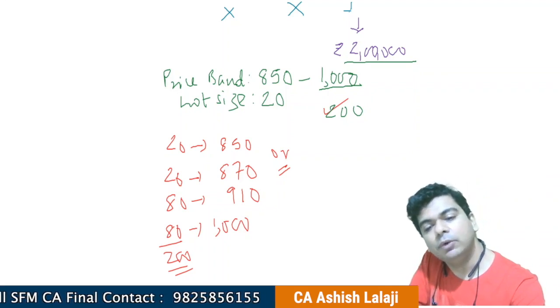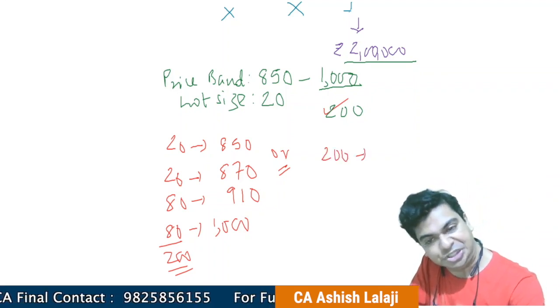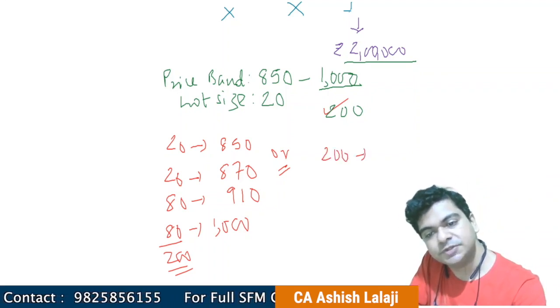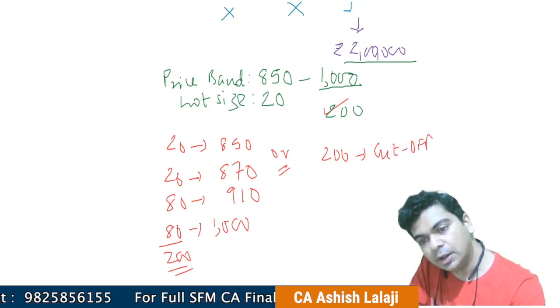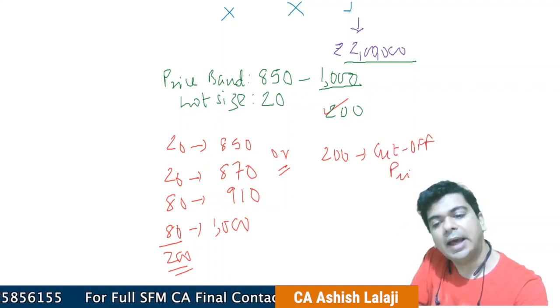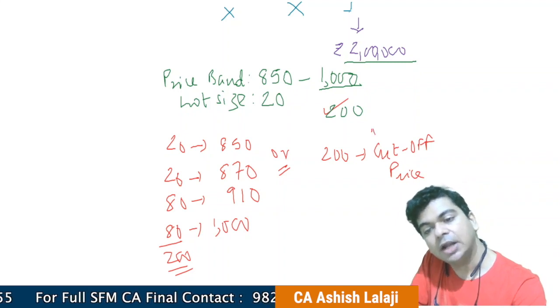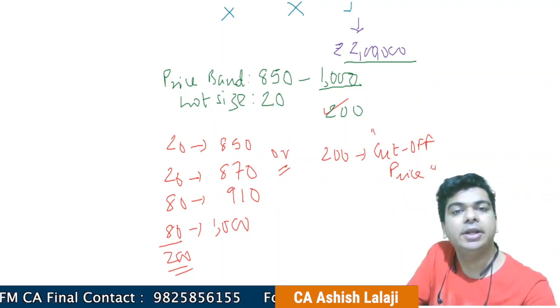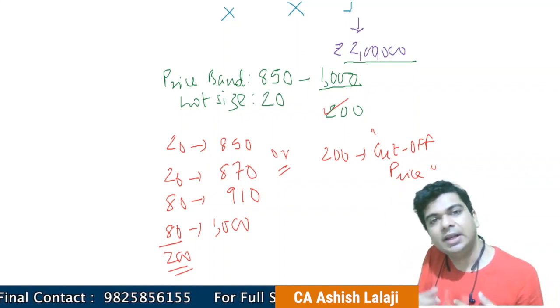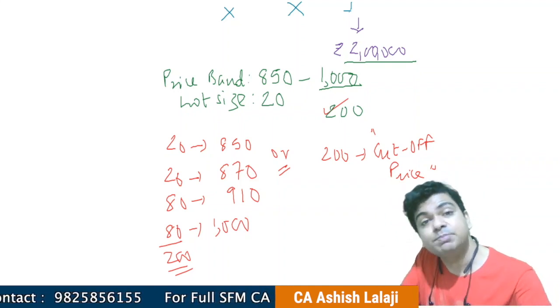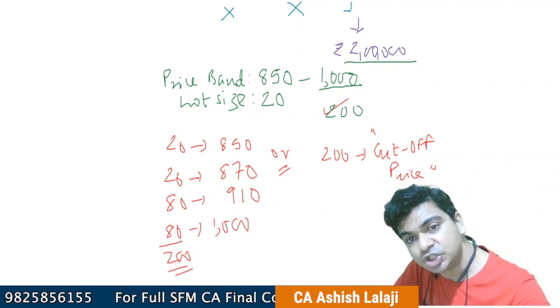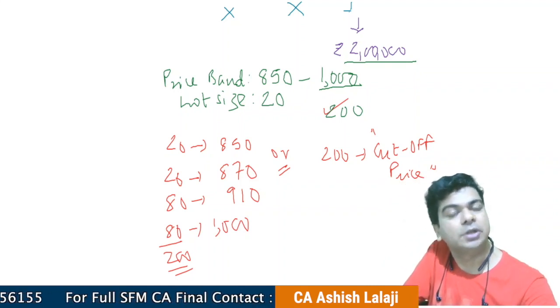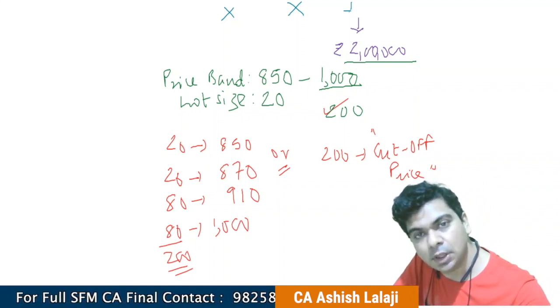I can say I want to bid for all 200 shares. And what I do is I use this particular term. I say I want it at cutoff price. Now, what is this? And majority of the retail investors do go for this particular way of applying for the shares. We say at the cutoff price. You know what is the cutoff price?